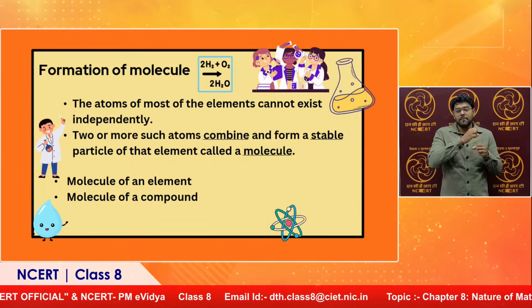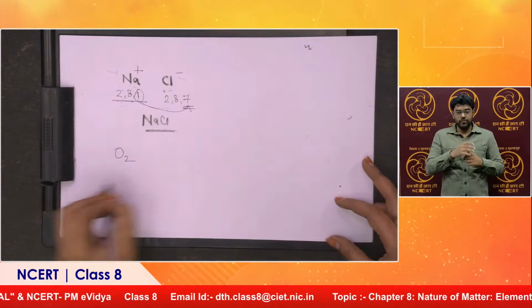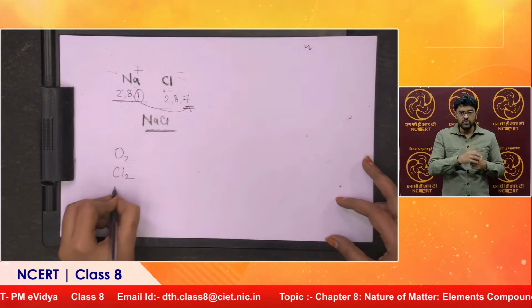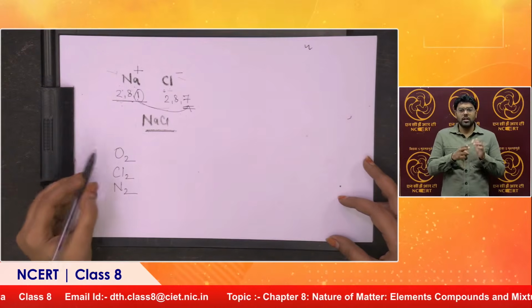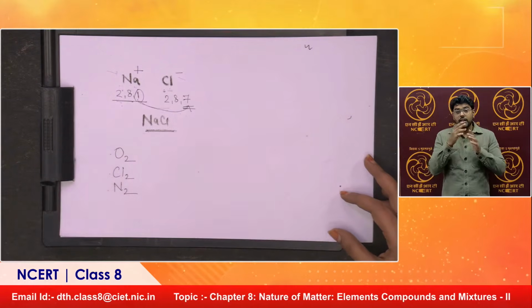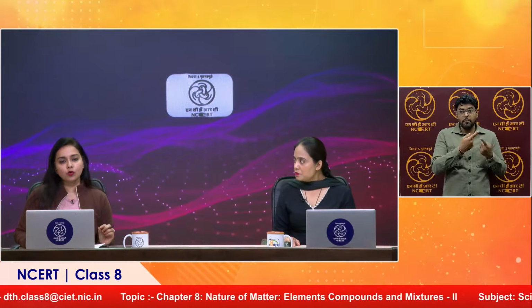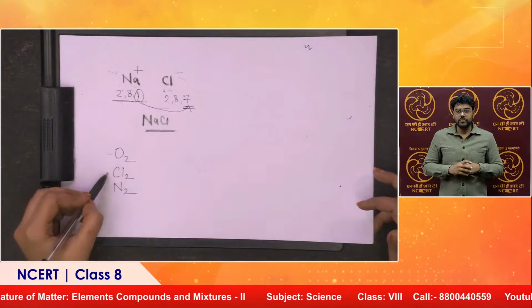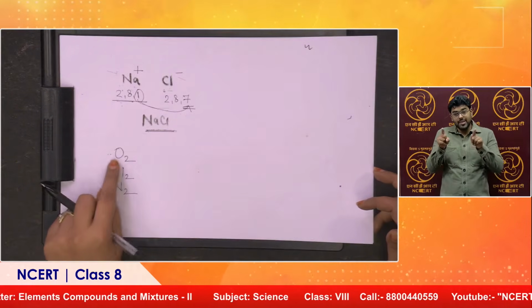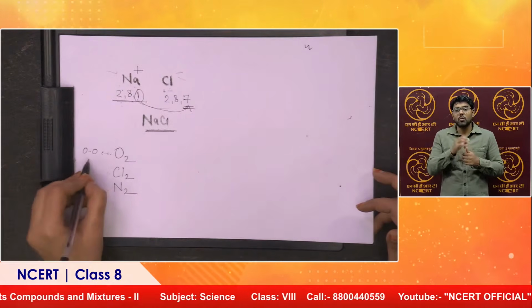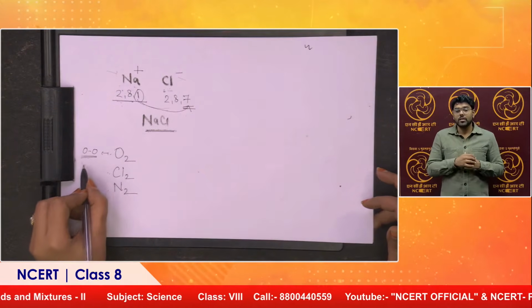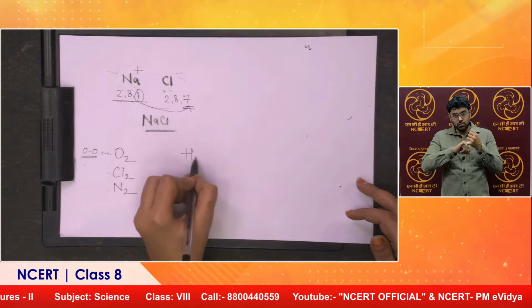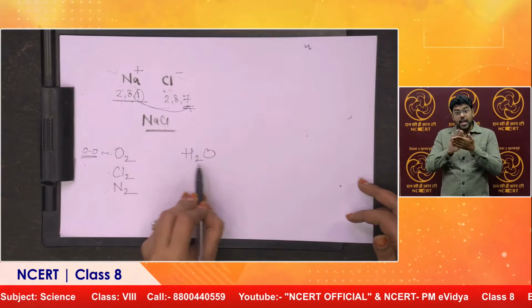Like we write oxygen as O2, chlorine as Cl2, nitrogen gas as N2. These are stable. Only O is not stable, but when it combines with one more O, it forms oxygen gas. Now oxygen gas is capable of independent existence because it is stable. These three have the same type of element. O2 is O and O. So that's called a molecule of an element. Now if we talk of H2O, it has two elements present in it.